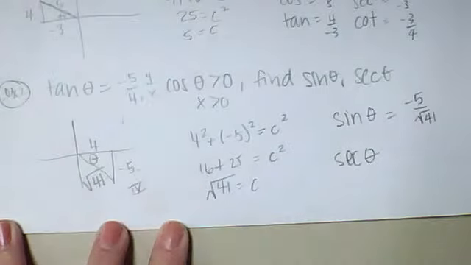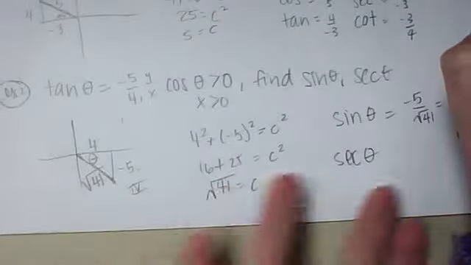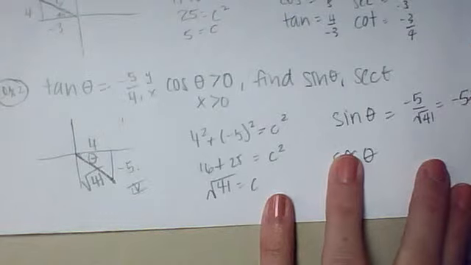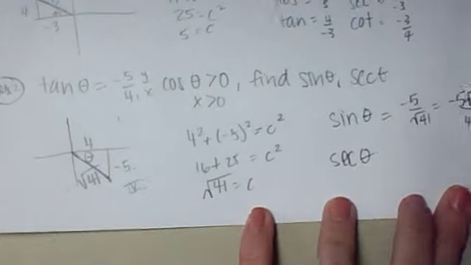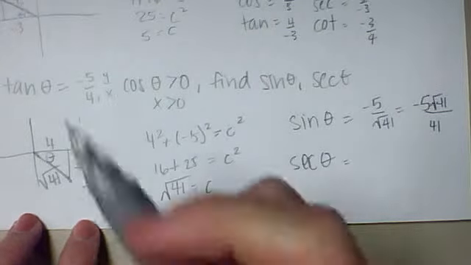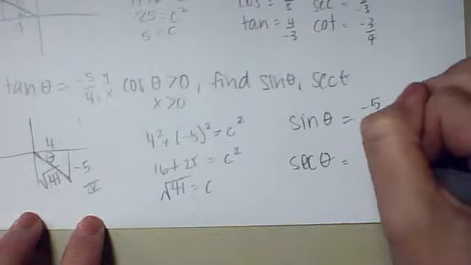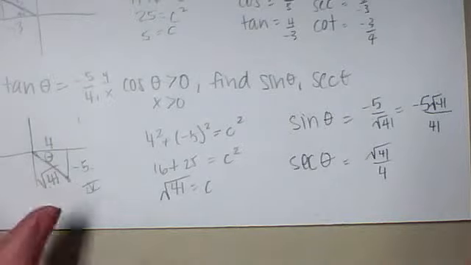This interior angle is always our angle no matter what, so don't let that confuse you. That's always where you're going to choose your theta to be. And if I simplify that, I get -5 square root of 41 over 41. And for secant, secant is the opposite of cosine, so it is the hypotenuse over the adjacent, which is square root of 41 over 4. And that's it for example 2.